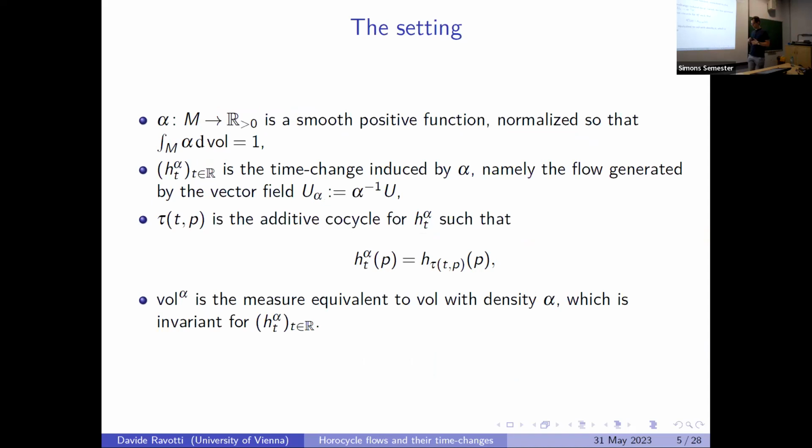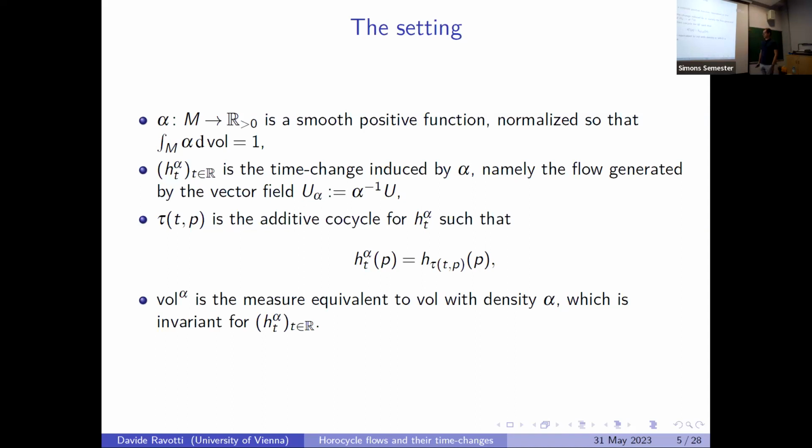Namely, we perturbed the flow by changing the vector field. And the perturbation was given by fixing a positive smooth function, normalized to have integral one, and considering the new vector field that you obtain by rescaling the vector field generating the standard Horocycle flow by 1/α. These are called time changes. So this is a simple type of perturbation, or at least apparently simple, that preserves the orbit.